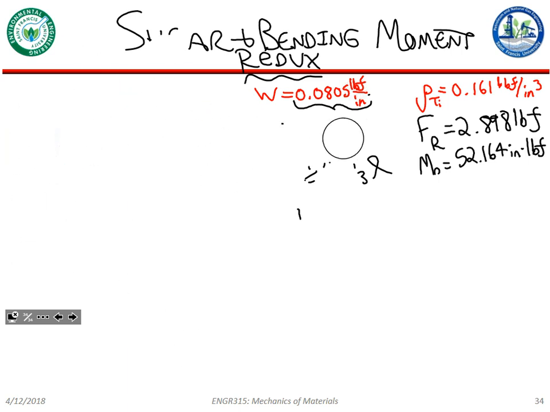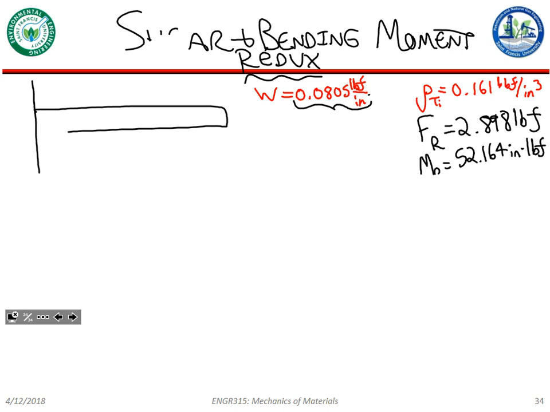I heard that. Again, I believe that's the definition of redux, I think. Yeah, you go through it again. Yeah, thank you. That's like we had shear stress redux and bending moment redux. I was just trying to be linguistically fun. Oh well.